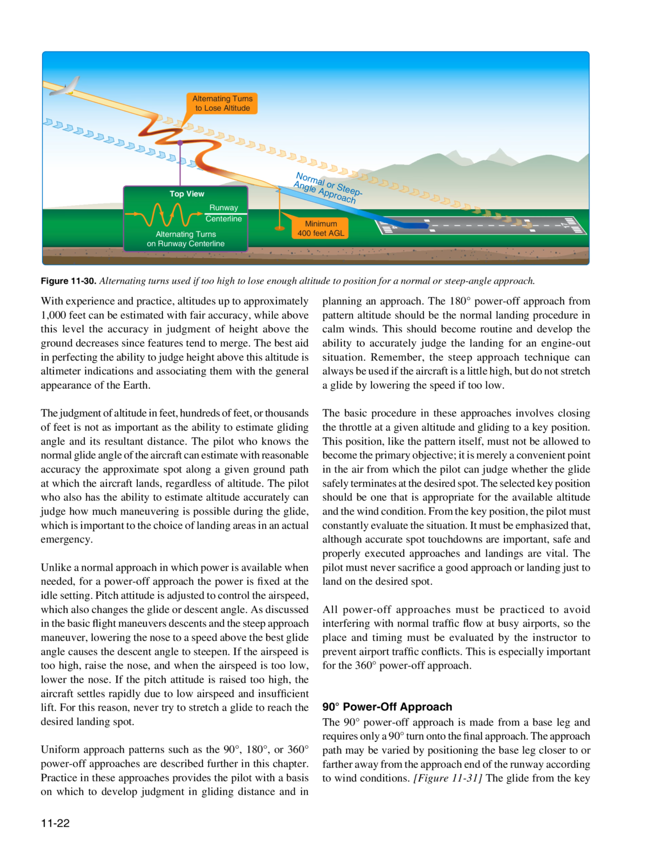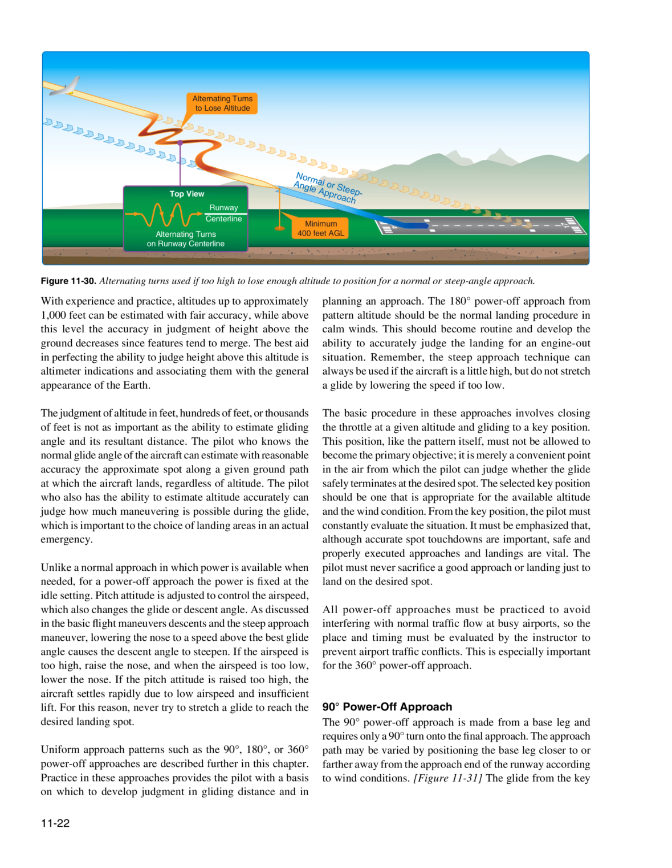Uniform approach patterns such as the 90 degrees, 180 degrees, or 360 degrees power-off approaches are described further in this chapter. Practice in these approaches provides the pilot with a basis on which to develop judgment in gliding distance and in planning an approach. The 180 degrees power-off approach from pattern altitude should be the normal landing procedure in calm winds. This should become routine and develop the ability to accurately judge the landing for an engine-out situation.